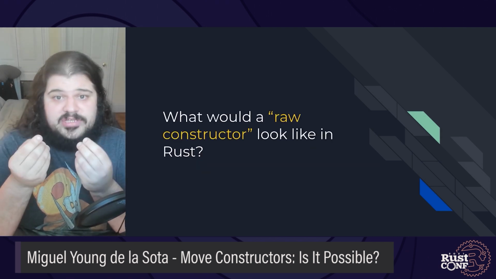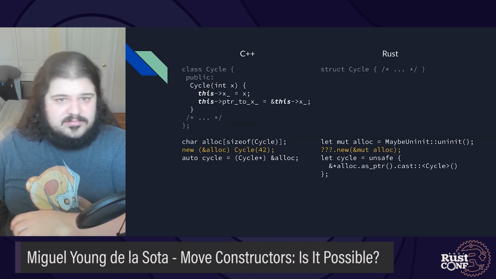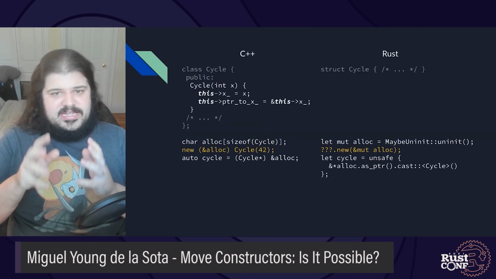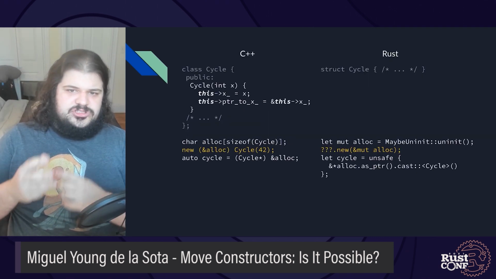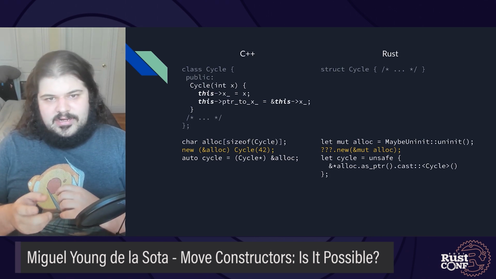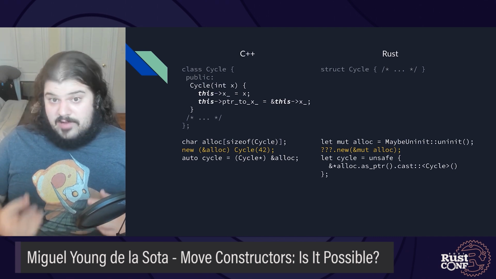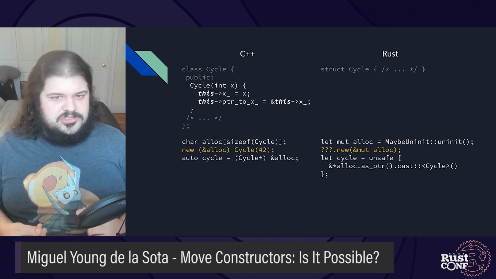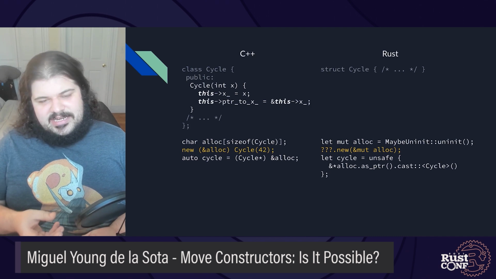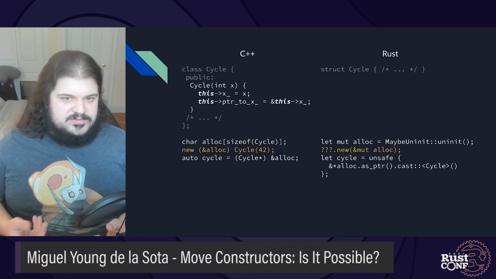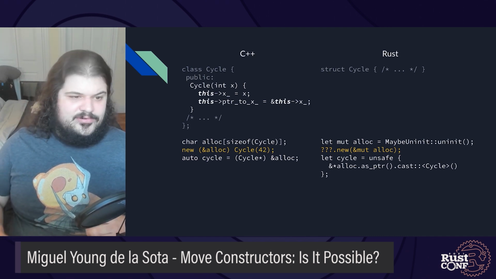So what would this raw constructor operator look like in Rust? On the left side, I have desugared the C++ constructors from before. On the right side, I have a transliteration of that into Rust. The raw constructor will be some kind of function call that accepts uninitialized data and constructs an object there, which is the same signature as the raw constructor.